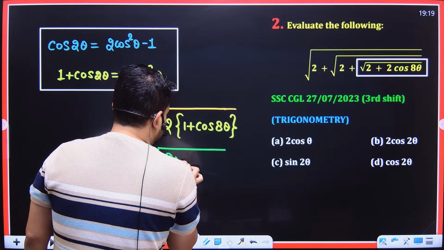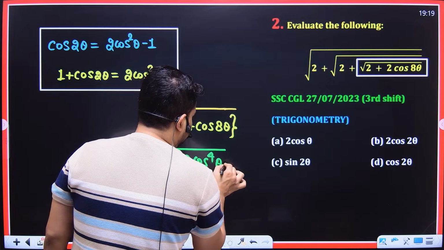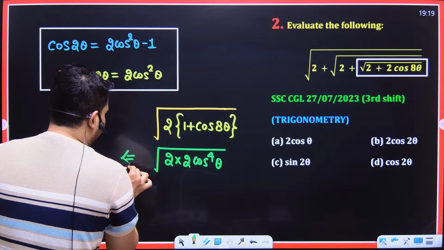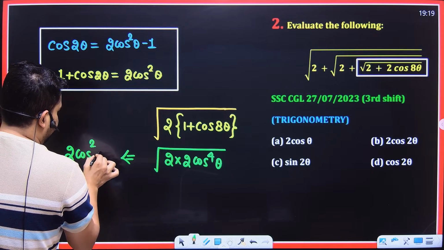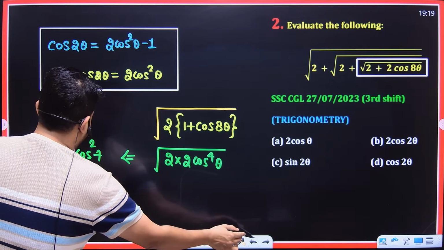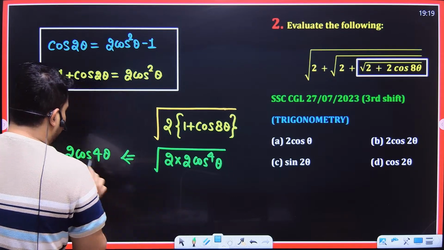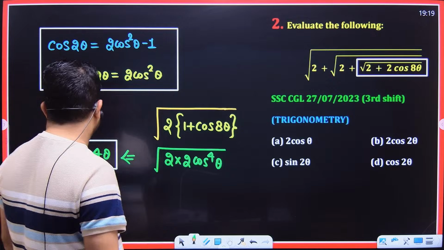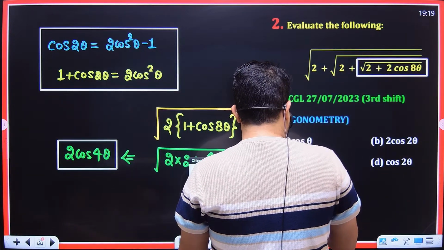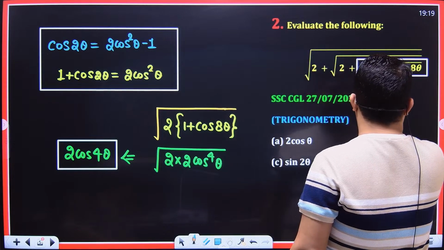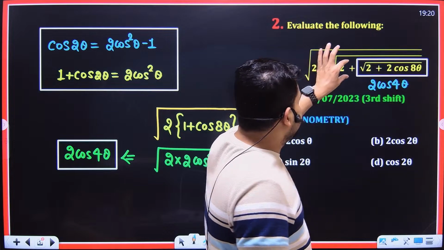2 into, this will become twice of half of its angle. Then what do I have? 2 and 2 will make it 2 cos square 4 theta. It means if I solve the first square root, then I have 2 cos 4 theta. The value of this is 2 cos 4 theta, and this bracket is solved.